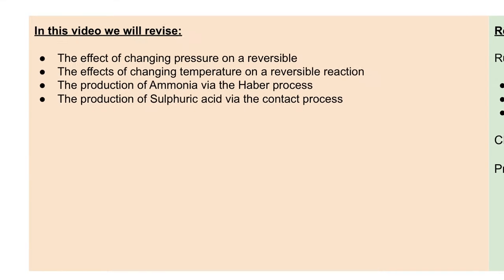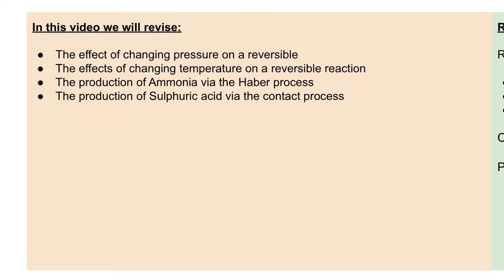Hello, we've got a revision lesson now for reversible reactions, Year 11 Triple Science Chemistry. In this video, we're going to revise 4 things. We're going to look at the effect of changing pressure on a reversible reaction, little typo there, the effects of changing temperature, the production of ammonia via the Haber process, and the production of sulfuric acid via the contact process. All of these 4 things you're going to need to know for your upcoming test. So I'm going to talk you through them.